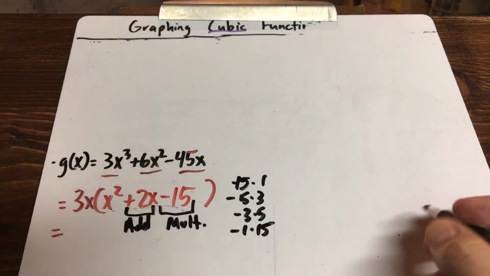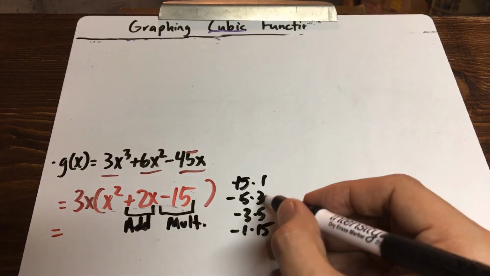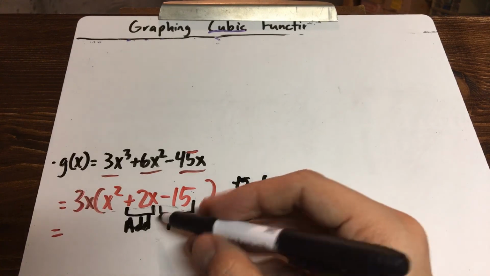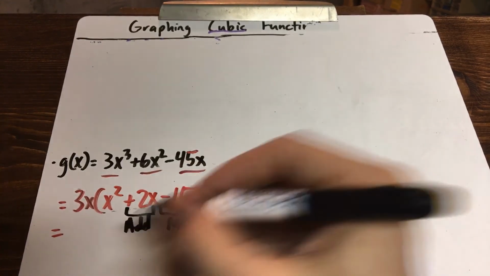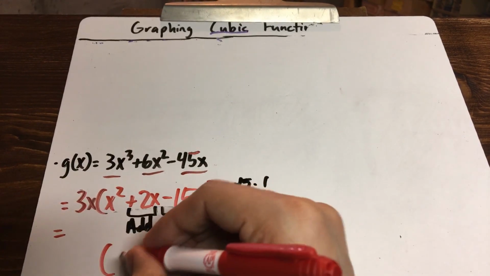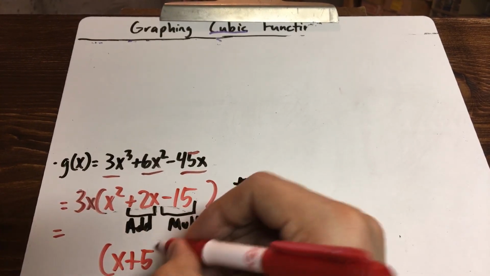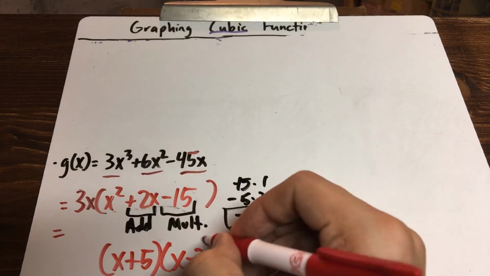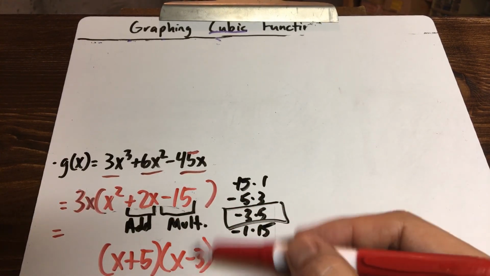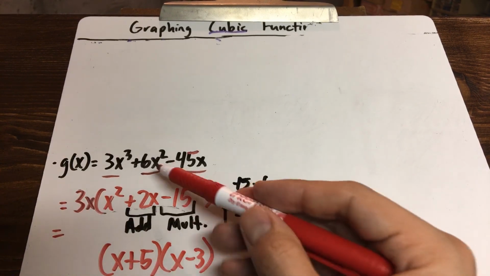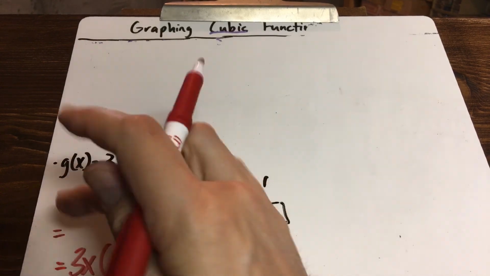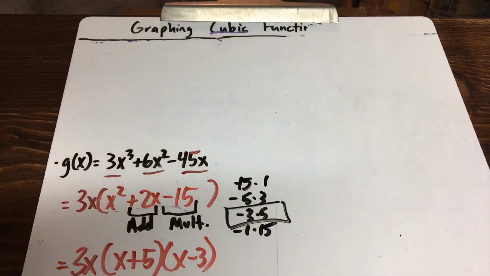Those are all the different ways to get negative 15. I think this combination right here, negative 3 and positive 5, would add up to positive 2. And so the best way, the most factored, the simplified way to write this is x plus 5, x minus 3, right? Those two numbers multiplied together to equal negative 15, positive 5 and negative 3. Positive 5 minus 3 would equal positive 2. And so this is actually my simplified version.